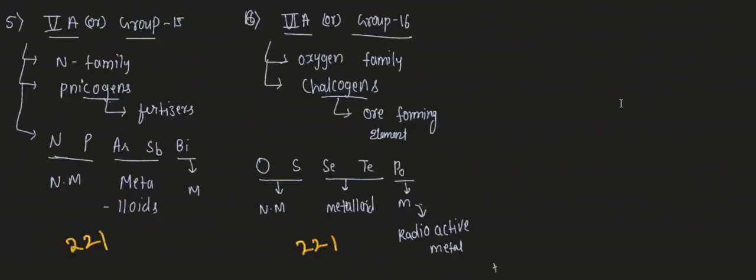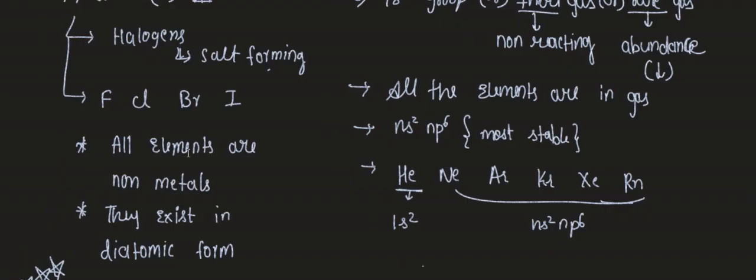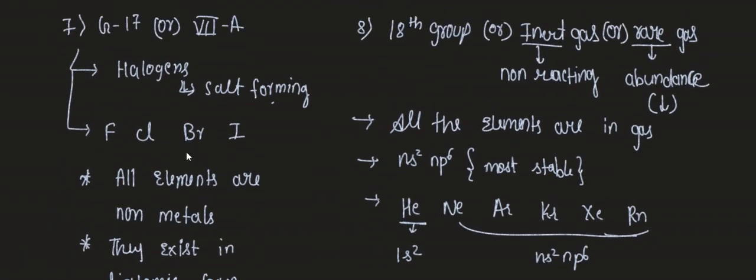Let us go for the next one, which is nothing but our group 17 and 18. So what is the specialty of group 17? Here all elements are non-metals. Do you have any group which is purely made up of metals? Yes. What is that? Group 1. Do you have any group which is purely made up of non-metals? Yes. What is that? Group 17.